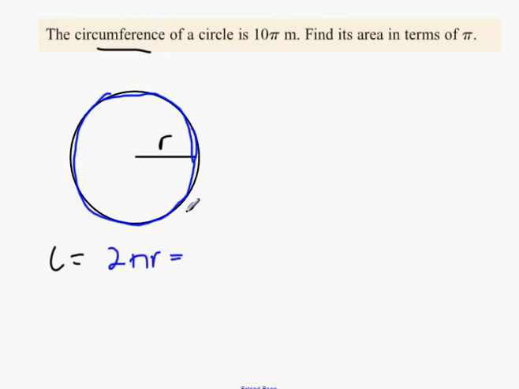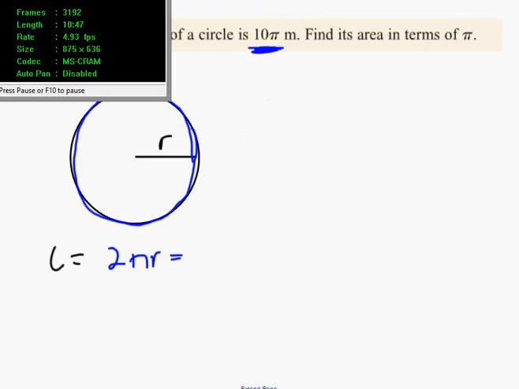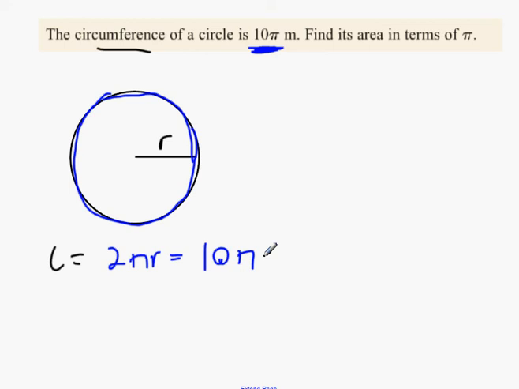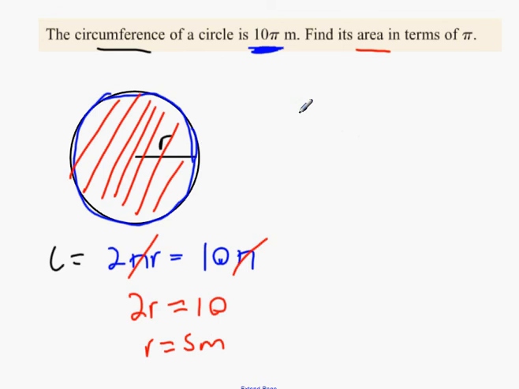What does it say 2 pi r is the same as? 2 pi r is the same thing as 10 pi. You happy with that? Now, what can cancel off both sides? The pi. 2 times your radius is 10. What's your radius? 5 meters. Find the area. The area of what object? The area of a circle.